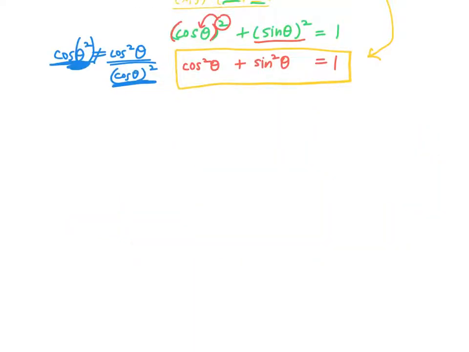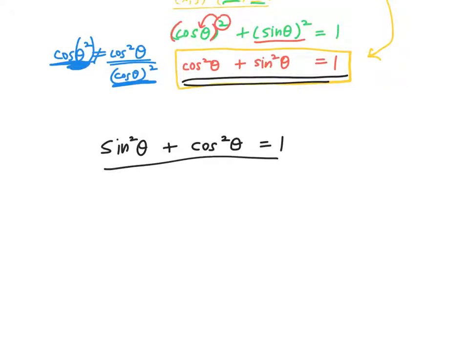Okay, so again, we have our first Pythagorean identity. Cosine squared theta plus sine squared theta is equal to 1. You'll often see it written in this order: sine squared theta plus cosine squared theta is equal to 1. That's the standard way of writing it, but either way works.